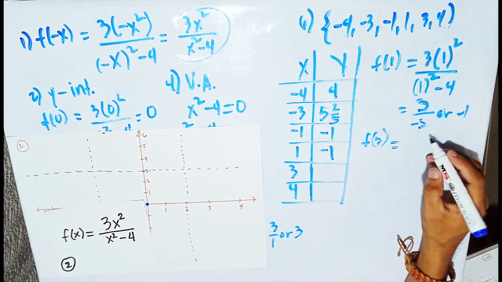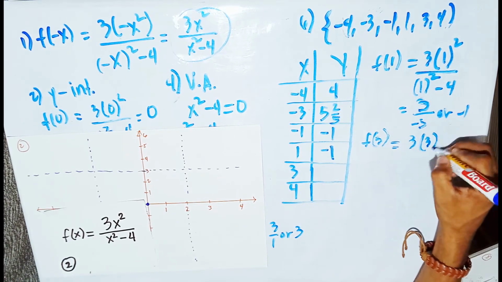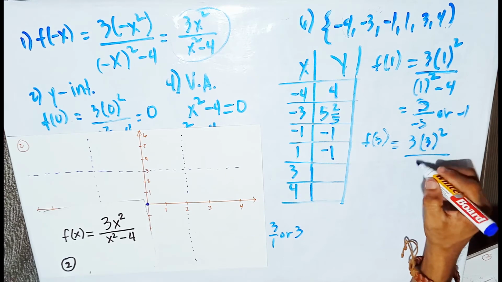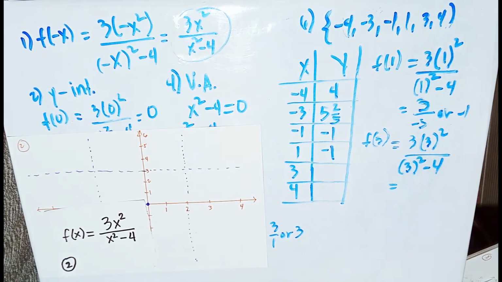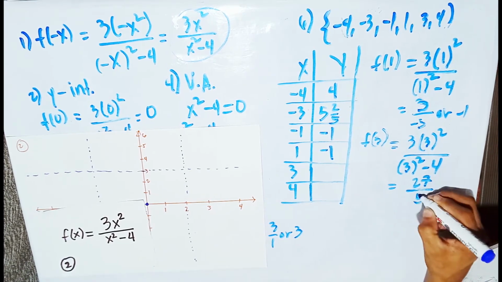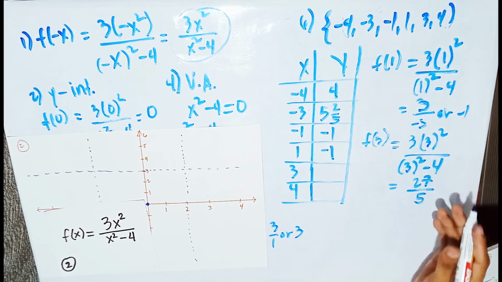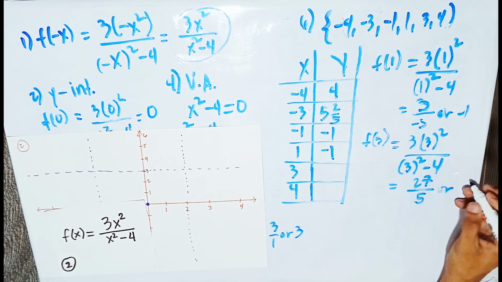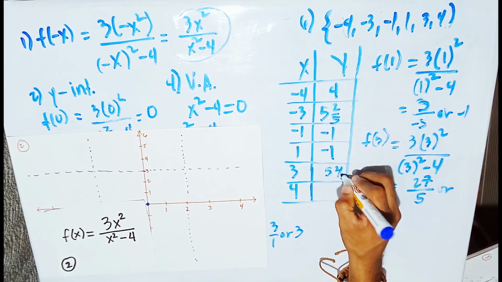Next, f of 3. F of 3 natin, so since yung f of 3 natin is positive, so we have positive 3 raised to 2 over 3 raised to 2 minus 4. So we have, in the numerator we have 27. In the denominator we have 5. Okay, same as we operate. Meron tayong parehas kaya nung kanina. So we have 5 and 2/5. Parehas lang sa negative 3, 5 and 2 over 5.